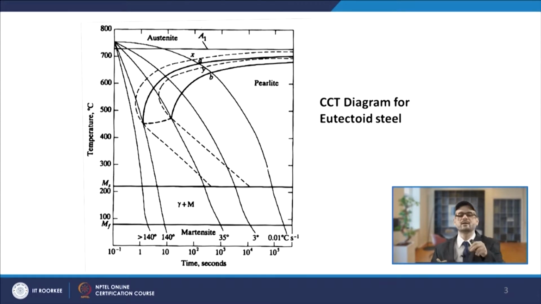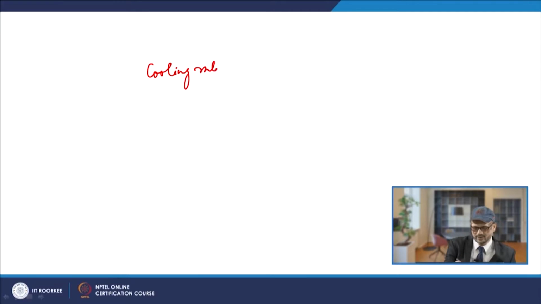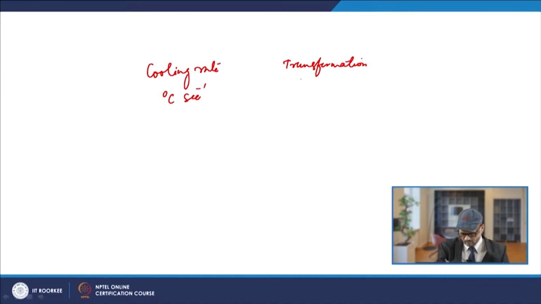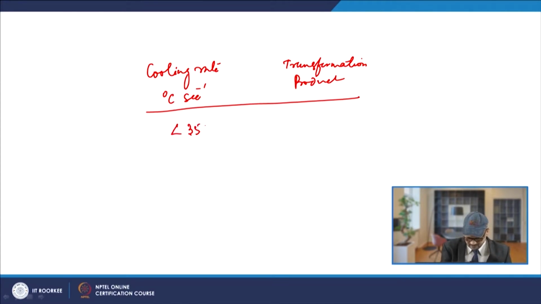transformation product is there. So if you analyze, what you see is that if you write the cooling rate, and for different cooling rates, if the cooling rate is taken as degree C per second, and if you take the transformation product, then for a cooling rate of less than 35 degree C per second, you have an all pearlitic structure. So that is clear from here.